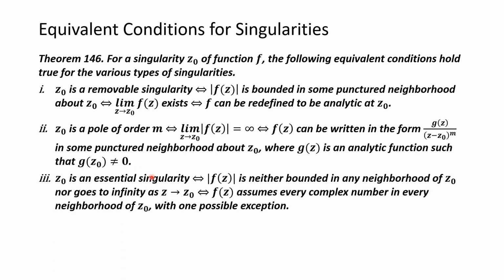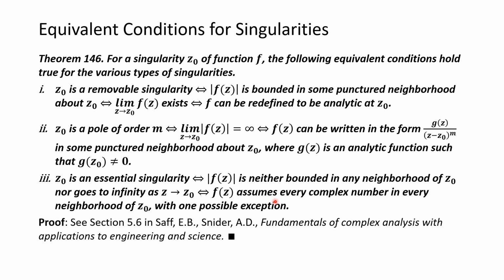And then we have these equivalent conditions for an essential singularity: if and only if the modulus of f of z is neither bounded in any neighborhood of z sub 0 nor goes to infinity as z approaches z sub 0, and that's equivalent to f of z assuming every complex number in every neighborhood of z sub 0 with one possible exception. So that's a reference back to Picard's theorem from the previous slide. And if you're looking for a proof, I'll again reference the Saff and Snyder book. This is in section 5.6 of that book.